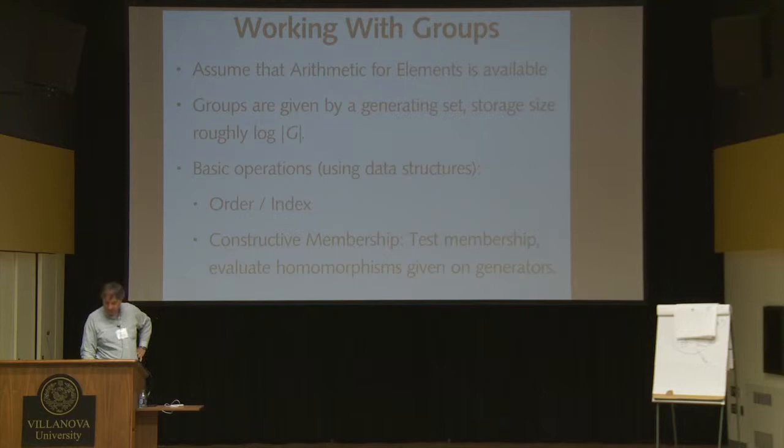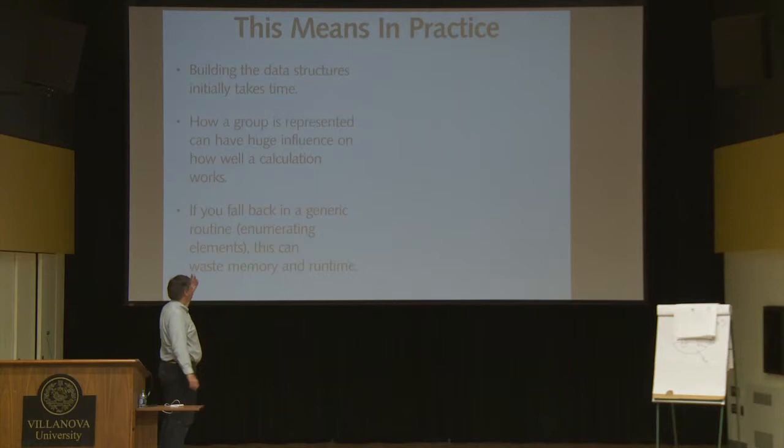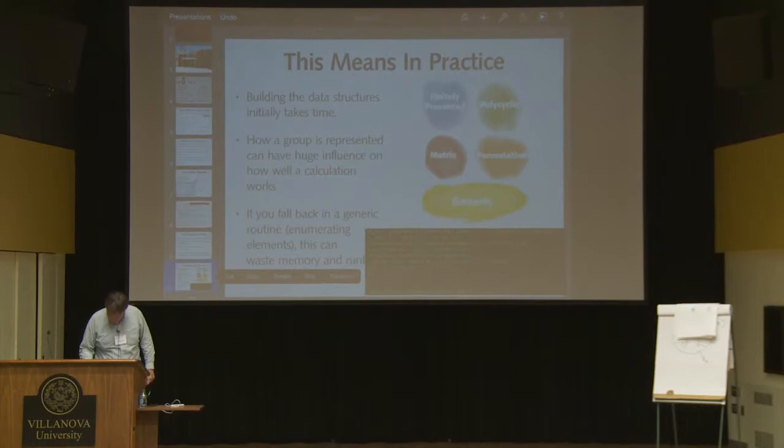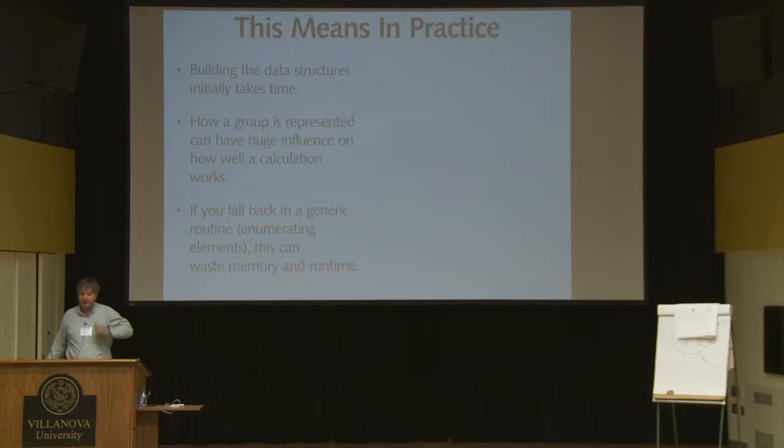And building these data structures is what the computer needs to do initially. This can take time. If you define the group, the first calculation might take a little while because it is building this data structure. Also, the way how you build this data structure will be very different depending on what kind of group you have. So the way how a group is represented can have an enormous impact on how quickly, how well the computer can work with this group.